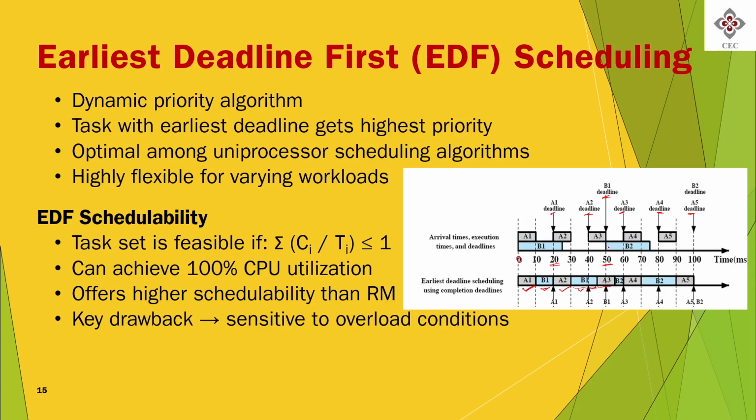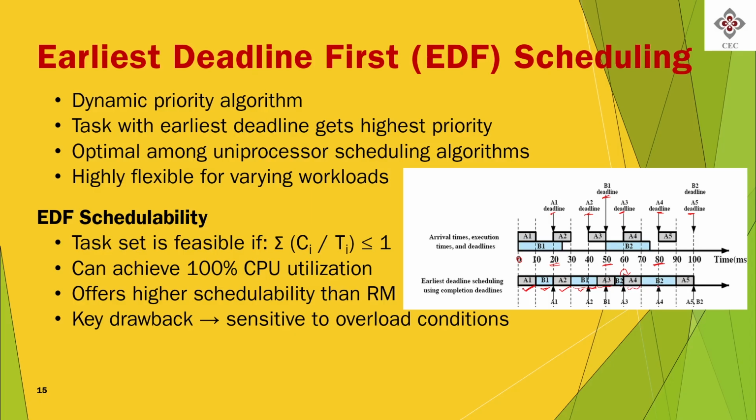After A3 executes, then B2 occurs. B2 occurs here, but the deadline for B2 is 100. So, B2 has the least priority now. After A3, then you give B2. After this A4 arrives, so we have to preempt. Here we are doing preemption because the deadline for B2 is 100, whereas the deadline for A4 is 80. So, we give priority to A4. After A4 completes, we have the slot, then we can assign B2, and B2 executes up to 90.